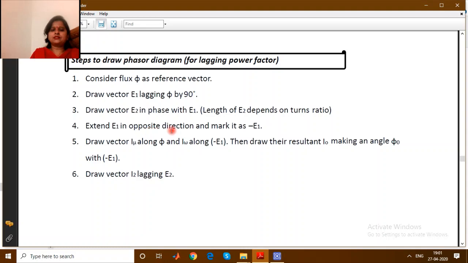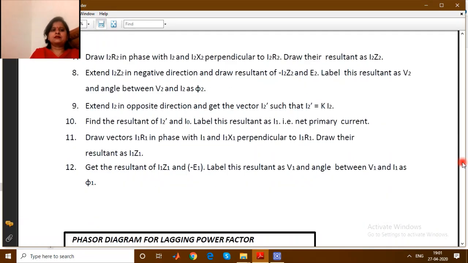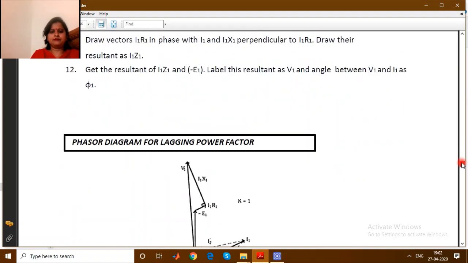Extend E1 in the opposite direction and mark it as minus E1, that will be equal to V1. Draw the vector I mu or Im along phi and Iw along minus E1, then draw their resultant I0 making an angle phi naught with minus E1, then draw the vector I2 lagging E2. So these are the basic steps for drawing the phasor diagram of the transformer. Then draw I2R2 in phase with I2 and I2X2 perpendicular to I2R2. So I will show it to you with the help of one phasor diagram.